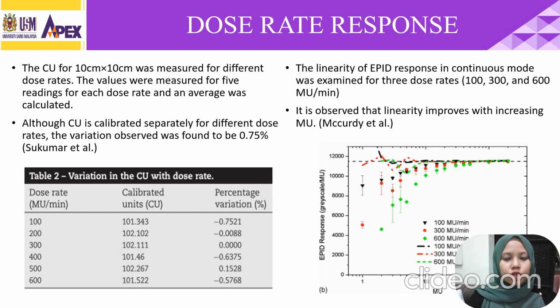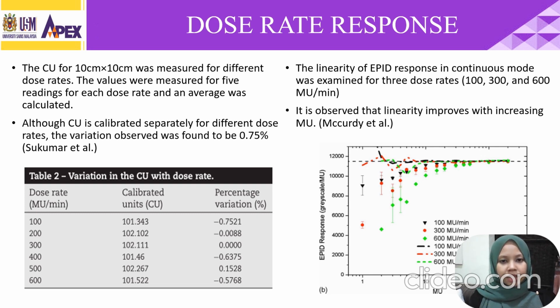Okay, the second dosimetric property of EPID dosimetry is the dose rate response. In the same study by Sukuma et al., the calibrated units CU for a field size of 10 cm by 10 cm were measured for different dose rates. The CU values were measured for 5 readings for each dose rate and an average value was calculated. This means they repeated the same measurement at one dose rate 5 times. For example, for 100 MU per minute, the CU values are repeated 5 times and after that they calculated the mean CU.